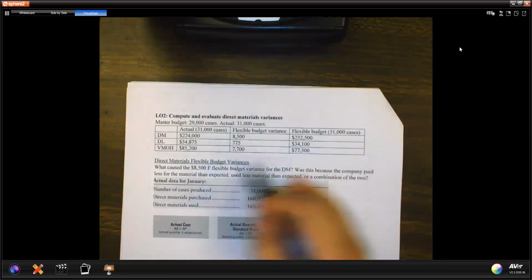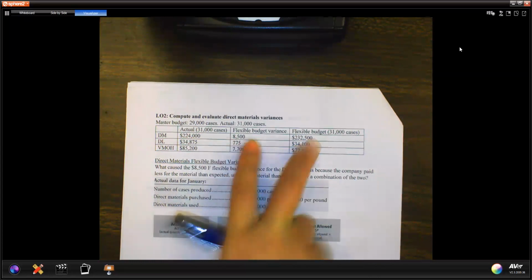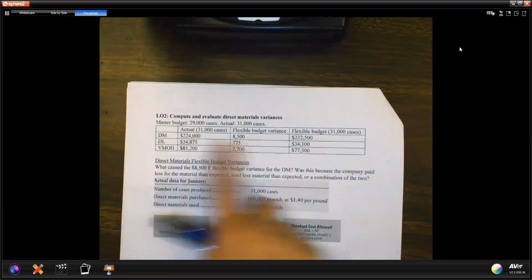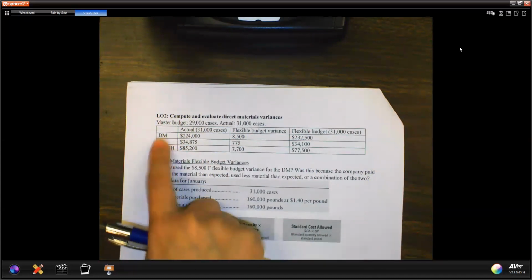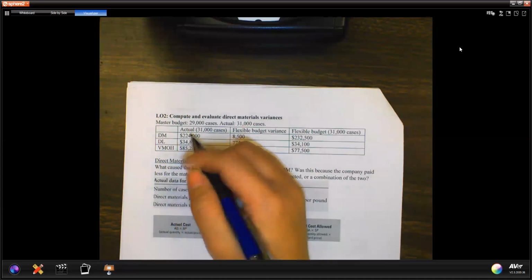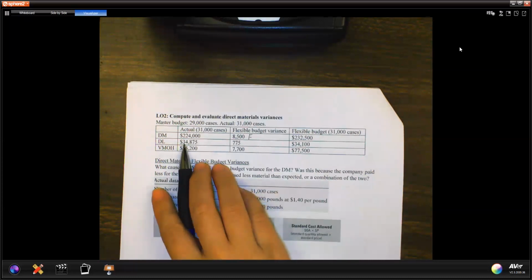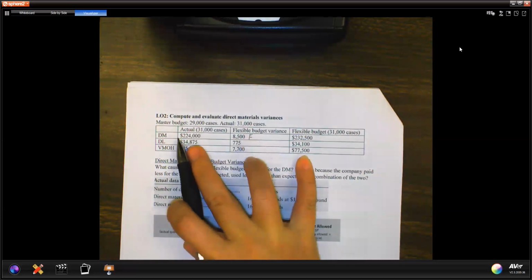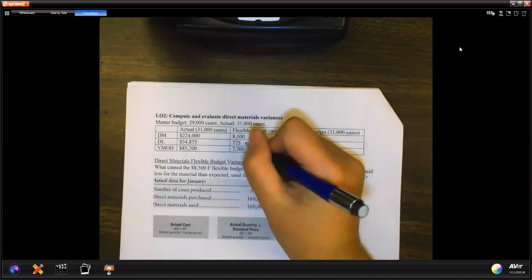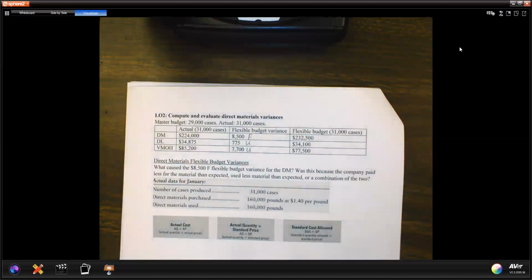But first, I want you to do me a favor. You have actual here, you have flexible budget there, and our actual is lower than our flexible budget. Remember, this is all costs. So your actual cost is lower, which means it's good, right? So we have this favorable $8,500. And direct labor, your actual number is more than your flexible budget, so that will be unfavorable. Variable manufacturing overhead is also unfavorable. So just want to make sure you know how to put the favorable, unfavorable numbers there.